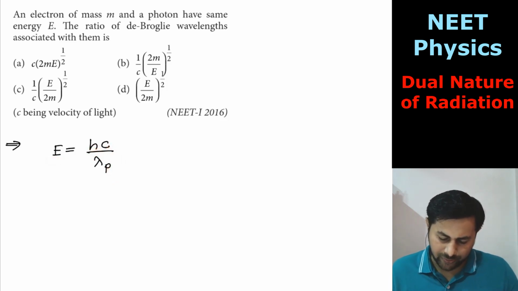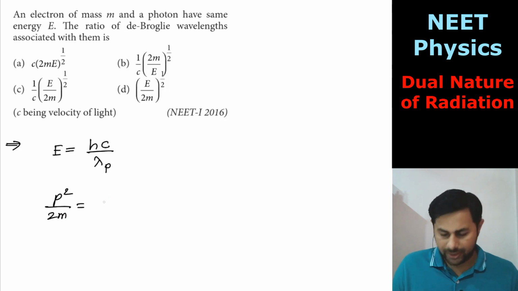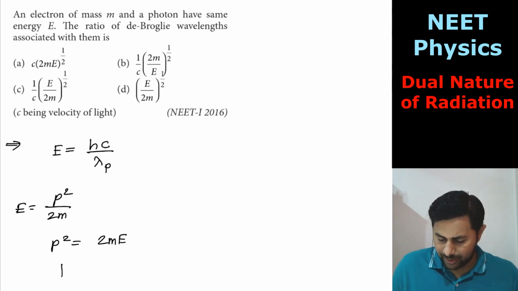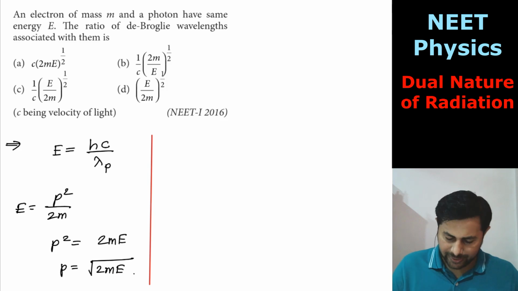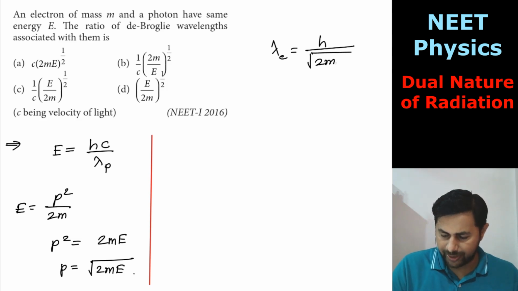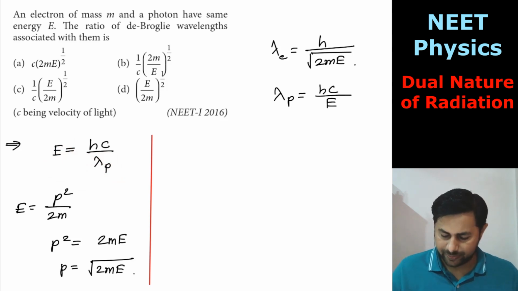And then for an electron, what do you have? The electron's energy is also the same. So for the electron, p square by 2m is its kinetic energy. E is equal to p square by 2m. And therefore what would be its momentum? p square is 2mE, so p equals square root of 2mE. Then you can easily find its de Broglie wavelength. Lambda of electron is h divided by square root of 2mE, right? And lambda of photon, just move this E to the other side, is hc divided by E.